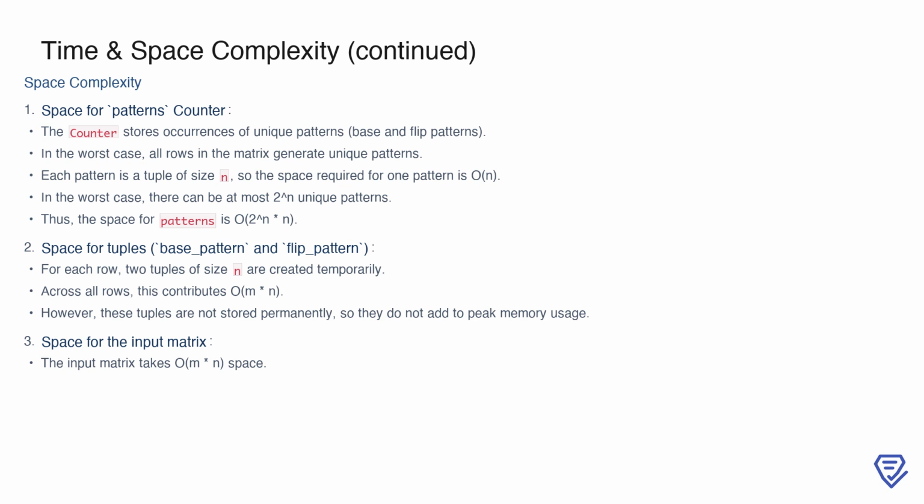Additionally, for each row, we temporarily create 2 tuples, the base pattern and the flip pattern. These tuples collectively contribute m*n space when considering all rows. However, since they are not stored permanently, they don't add to the peak memory usage. Finally, the input matrix itself requires m*n space. When we consider all these components, the dominant factor is the space required for the patterns counter, and this gives us a clear picture of the memory usage in the solution.